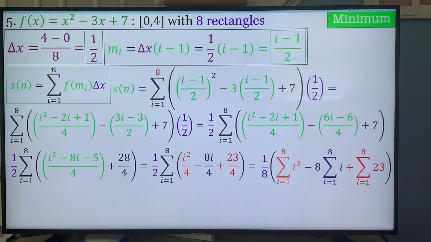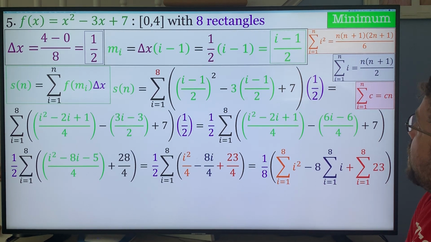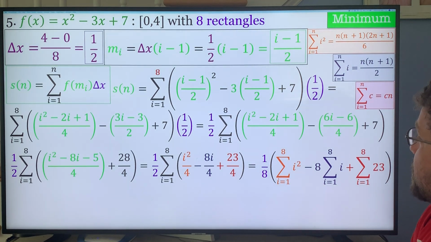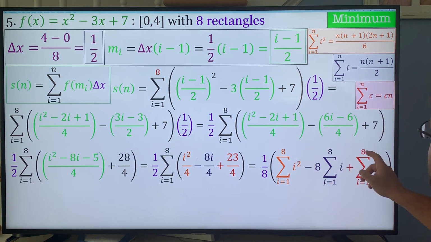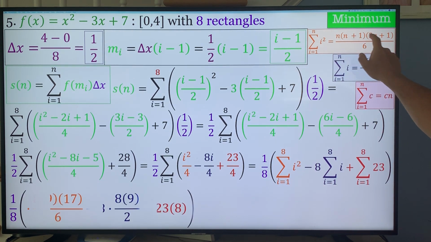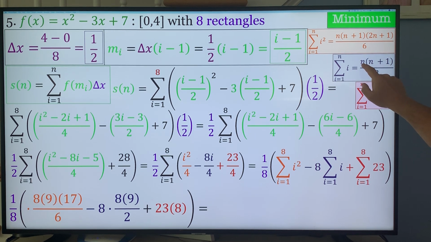Now, when you use your summation formulas right here, you are not going to expand it because you're actually plugging your n's in. You're going to plug in 8s into each one of these. 8 times 9 times (2 times 8 plus 1) over 6. 8 times (8 plus 1) over 2. And then just 8 times 23.